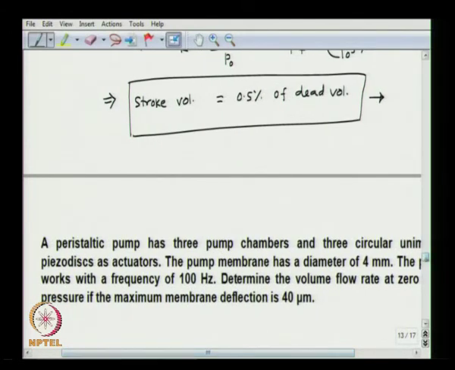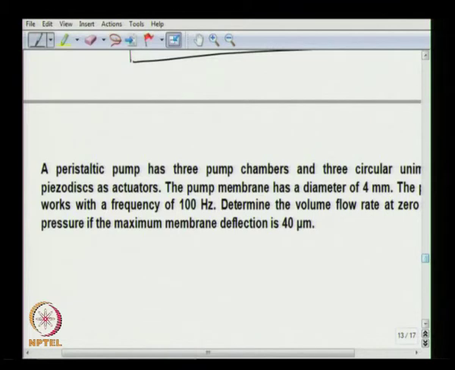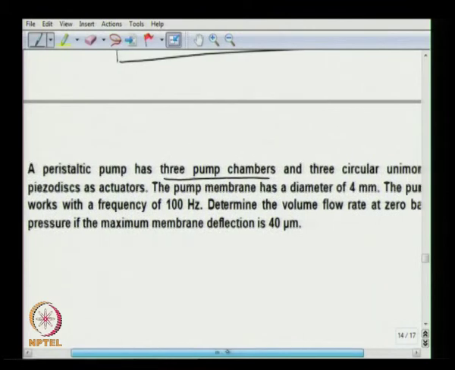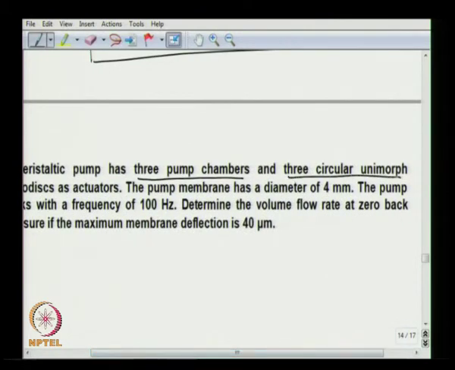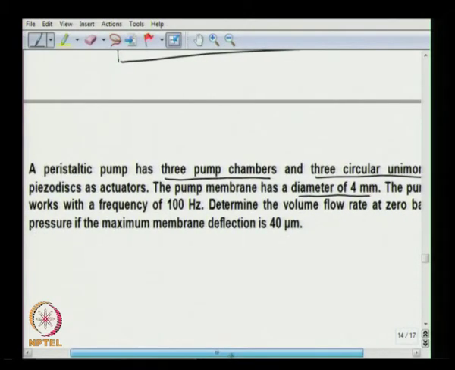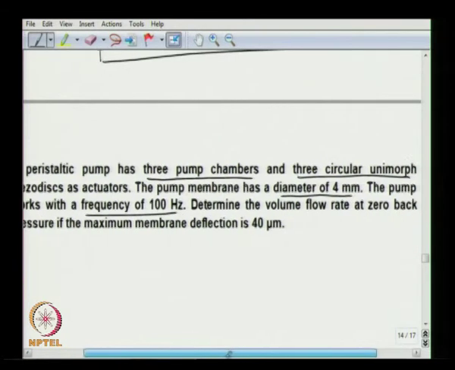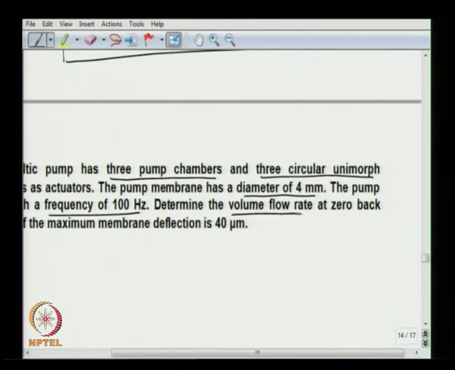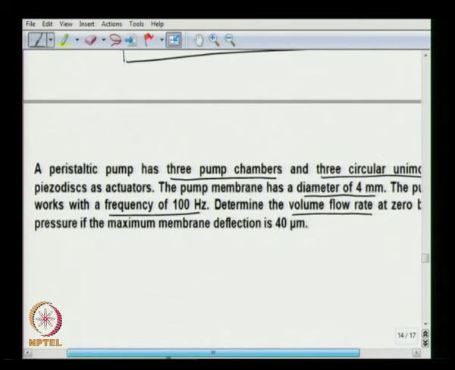We consider an example of a peristaltic pump that has 3 pump chambers and 3 circular piezo disc actuators, and the pump membrane has a diameter of 4 millimeter. The pump works with a frequency of 100 hertz, and we want to determine the volume flow rate at 0 back pressure, given that the maximum membrane deflection is 40 micron.